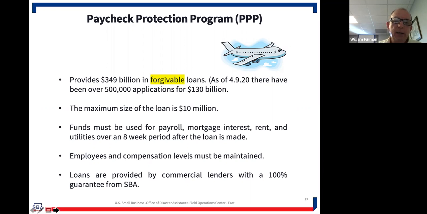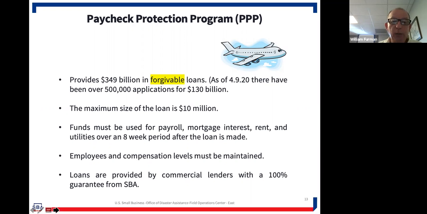Just to give you an idea, as of April 9th, there were 500,000 applications for 130 billion. And so that is exactly a week ago. So that gives you some idea of the pace at which these loans are being made. It's really pretty incredible what has been done and how quickly it's been done to get these funds out and get assistance out. So the maximum size of the loan is $10 million for PPP.